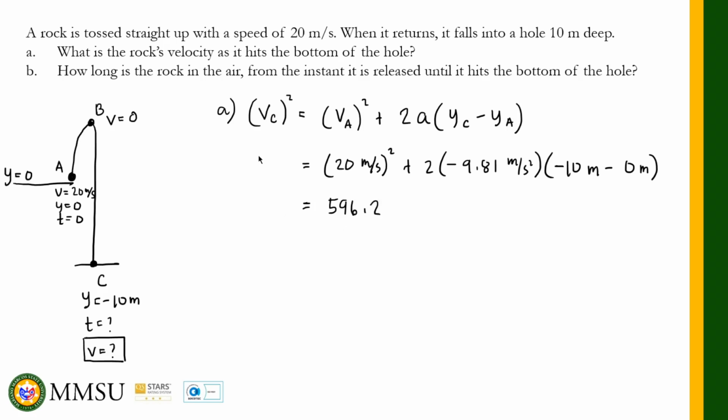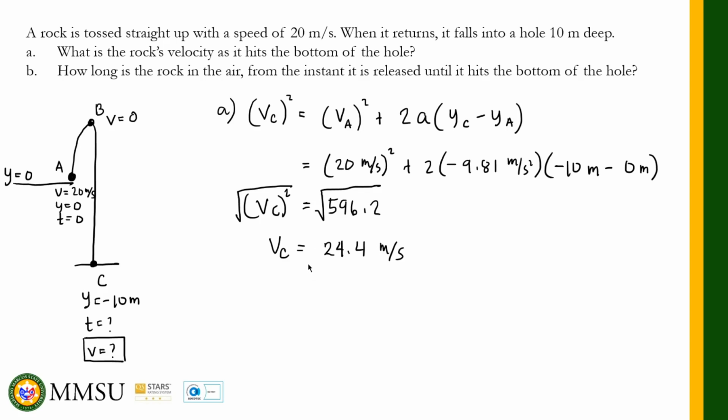Remember the left side of the equation is v sub c squared, so we need to take the square root to solve for the velocity at C. The square root is 24.4 meters per second. Remember, since we extracted the square root here, the answer can be positive or it can be negative.